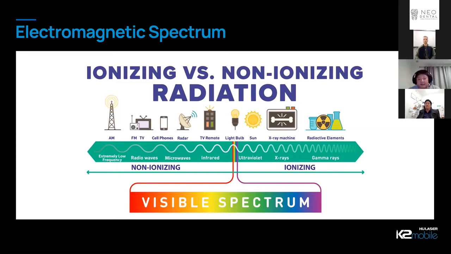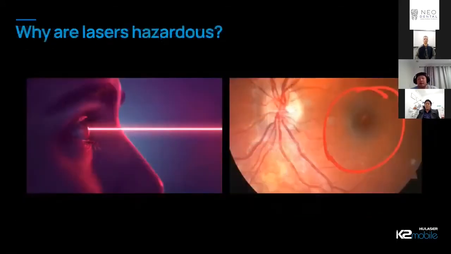The diode lasers, which I'm going to talk about tonight, fall just outside that visible spectrum at around 800 to 1,000 nanometers. So the lasers are on the non-ionizing side, meaning they can't damage the DNA no matter how much we use them. But then why are lasers hazardous? It's because the beam can be focused into a very tiny spot, which causes intense effects that, like I suggested before, can be direct or scattered or reflected radiation.